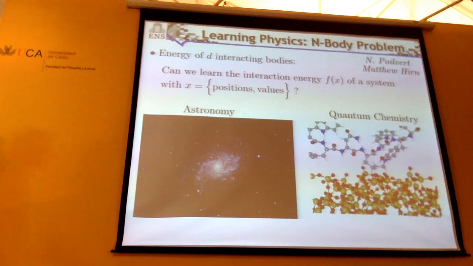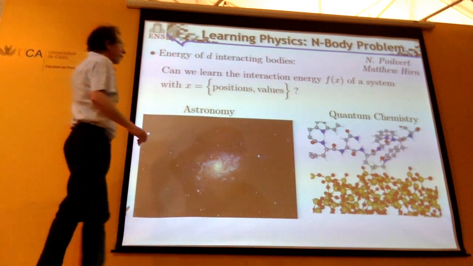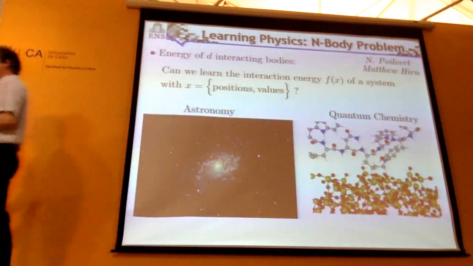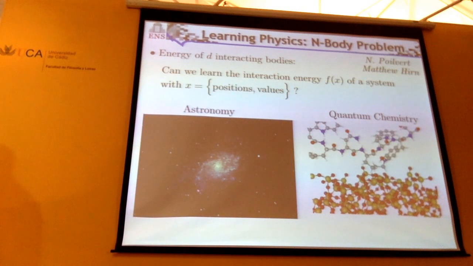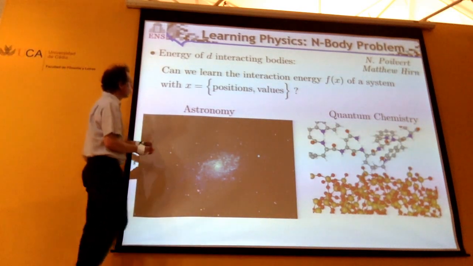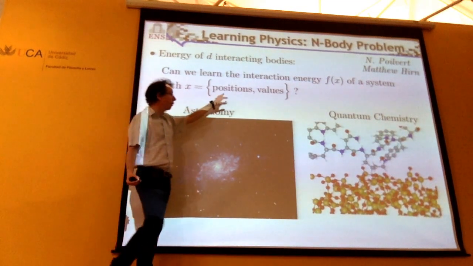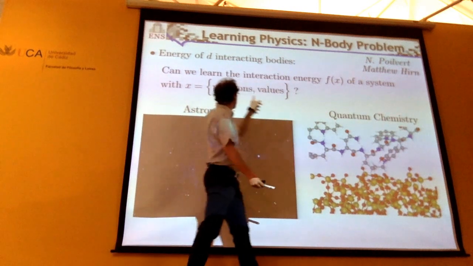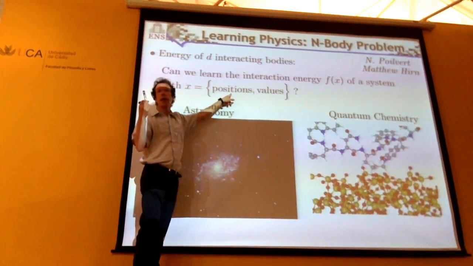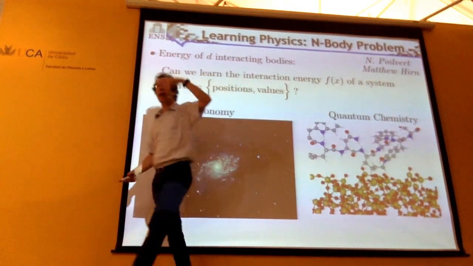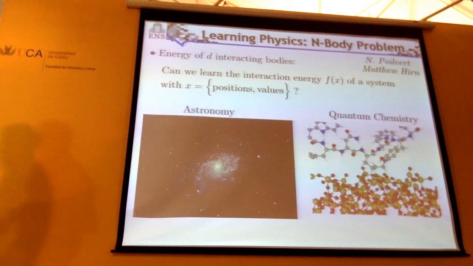So I'm going to show an application of that to physics and to the n-body problem. And that's the work that was done by Nicolas Poilvert, who was a postdoc and physicist, and Matthew Hirn, who was also a postdoc mathematician. So X now is the state of the physical system. So, in quantum chemistry, it's going to be given by the position of each atom in the molecule and by the number of electrons of each atom. So, if it's hydrogen, it's 1; oxygen is going to be 8 and so on.